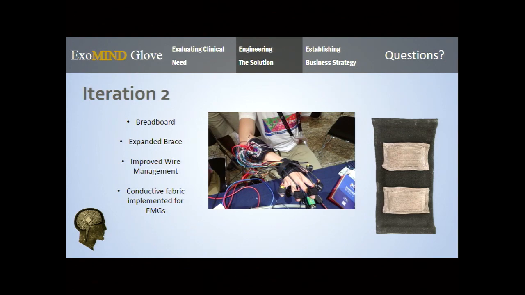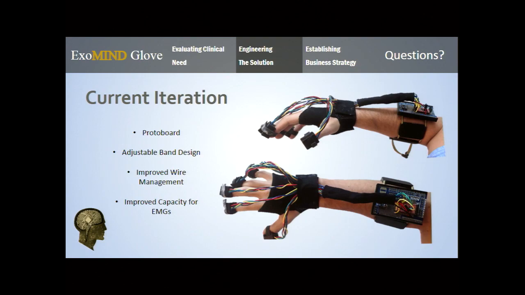And so finally, moving to our current iteration, the ExoMind glove, we upgraded to a protoboard that could have soldered connections from the microcontroller to the specific IMUs so that the connections would be permanent and the device would be more durable. We also included new housing units that were even smaller than before, and now you can see the myoband design that includes all of the EMGs. We found that was much more effective for promoting full contact of the electrodes to the skin.